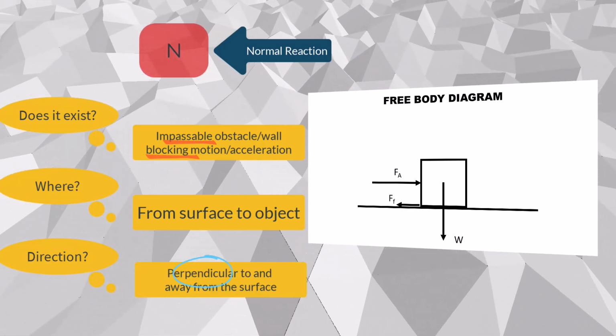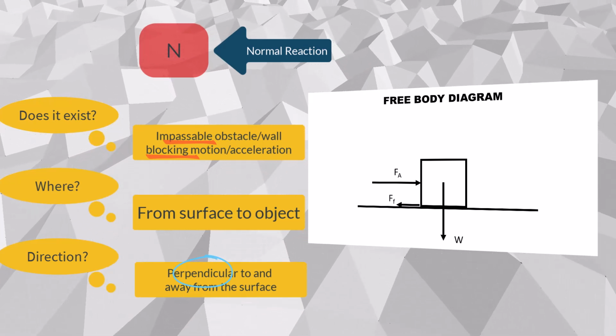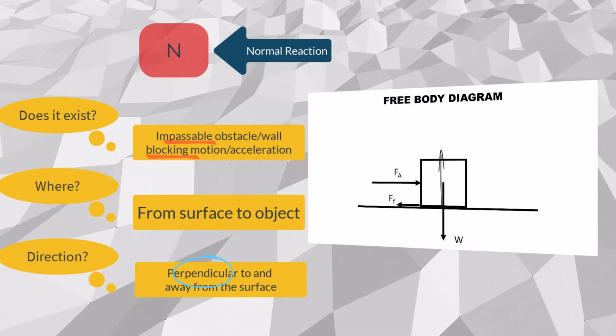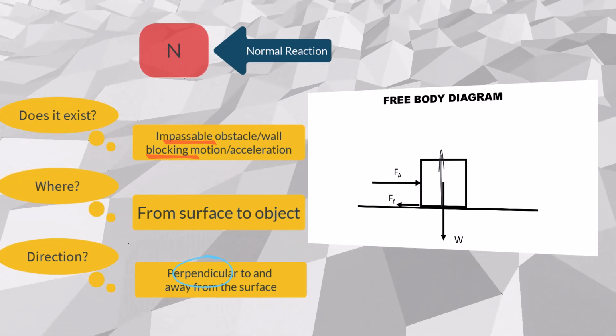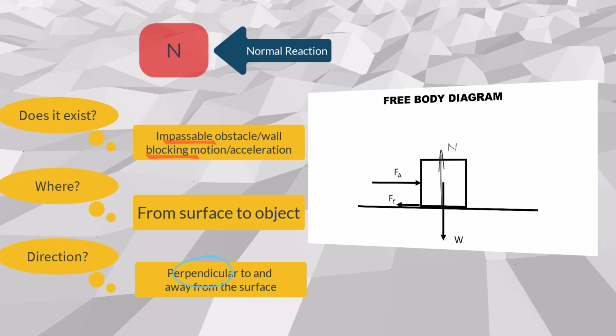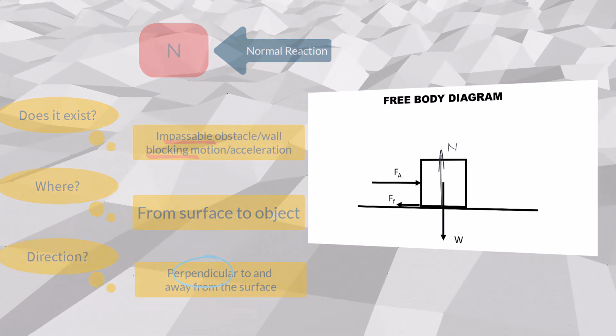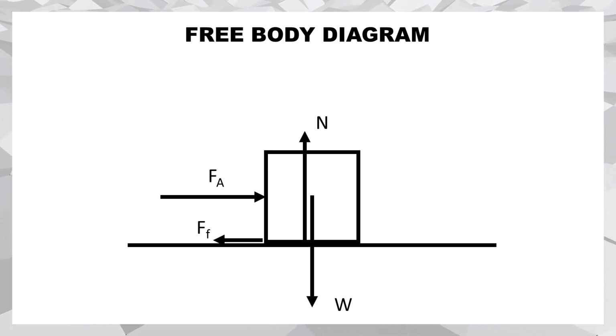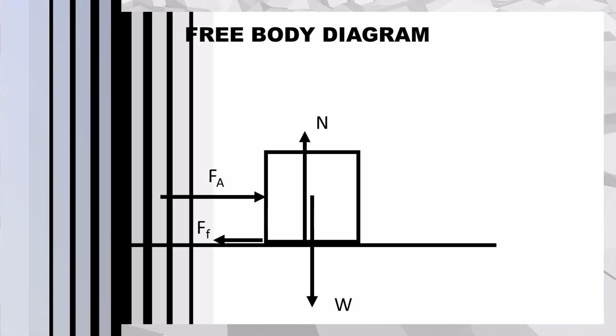To illustrate the normal reaction, draw an arrow starting at the contact point between the object and the surface, pointing perpendicularly away from the surface. Don't forget to label this arrow with the letter N right away. If we stick to the video and follow through all the procedures, we shall see a complete free body diagram where all the forces that act on the object are drawn and labeled clearly.